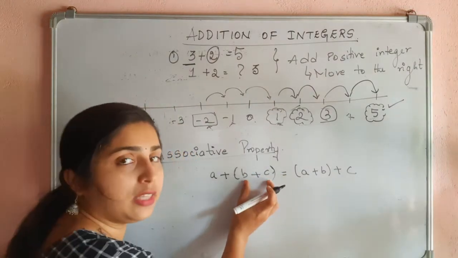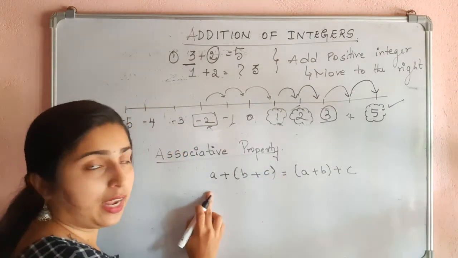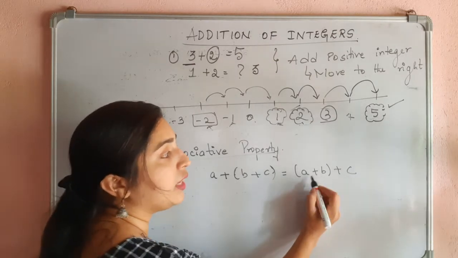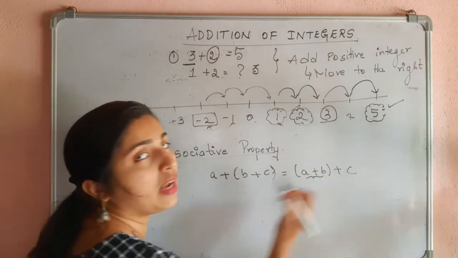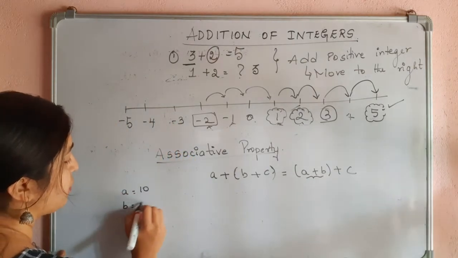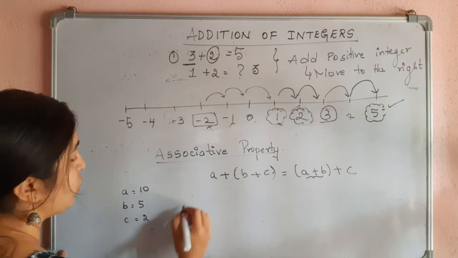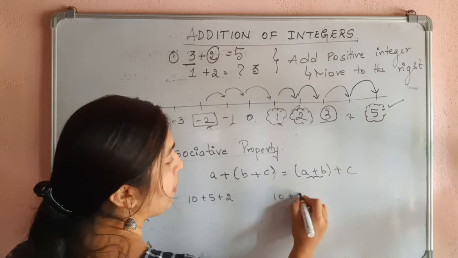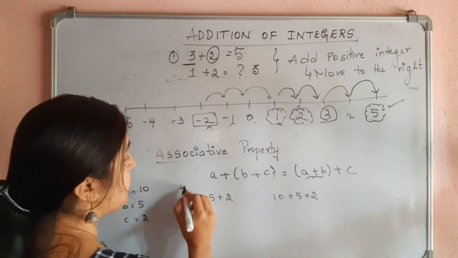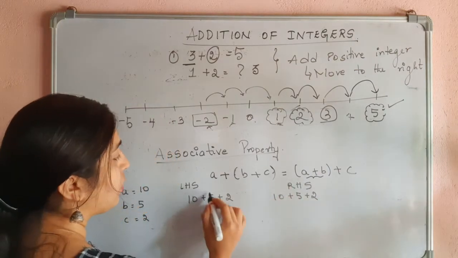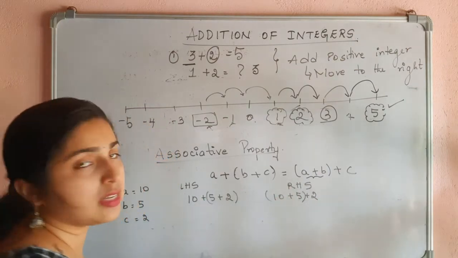On the left, first I will solve these two and then I will add with C. Now we have to verify that it is equal to the other side, where first I will add these two, then add with A. So let us take A as 10, B is 5, C is 2. So (10 + 5) + 2 and 10 + (5 + 2). This is my LHS, this is my RHS.